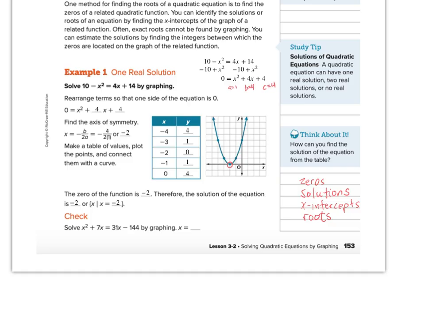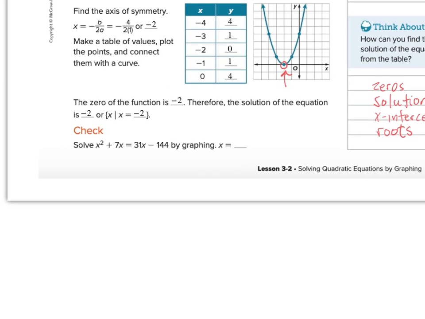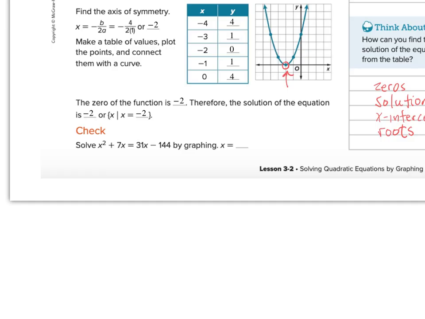So they were able to come up with that vertex and see what was going on. So understanding the zero of that function is -2, and then the solution of the equation is -2, so the interval would be all values of x such that x is equal to -2. And that's what we're doing. So here, if I were to do this next check, again, stop, try this, and then check your answer.